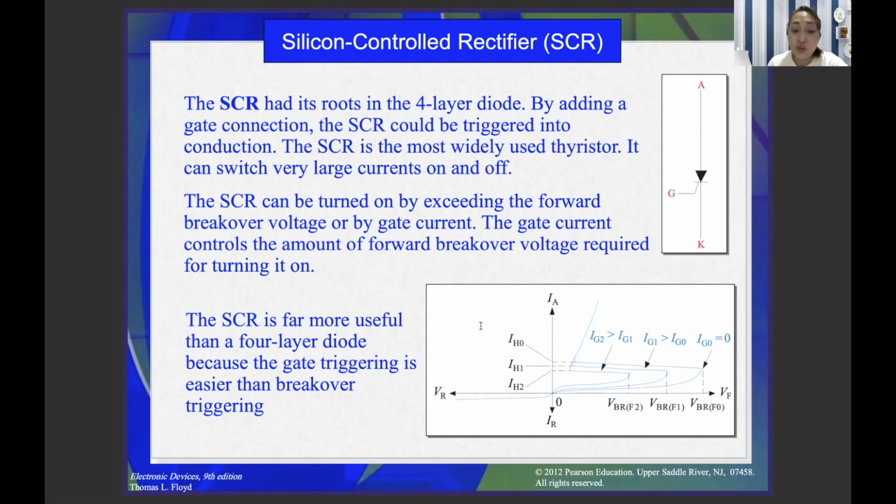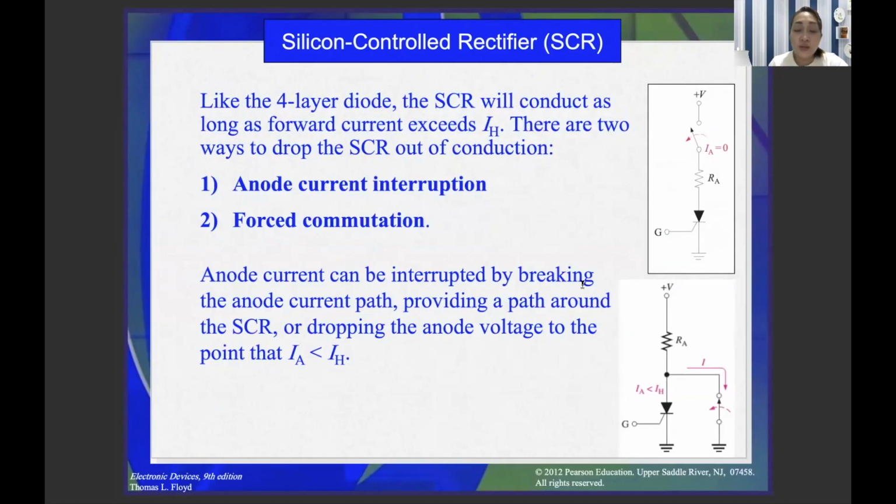The SCR is far more useful than a 4-layer diode or the Shockley because gate triggering is easier than breakover triggering. As you can remember from the Shockley, by the gate voltage, as you can see here, we can switch on the SCR easily rather than waiting for it to reach the breakover voltage applied at the anode to cathode terminal. So, like the 4-layer diode, the SCR will conduct as long as the forward current exceeds the holding current.